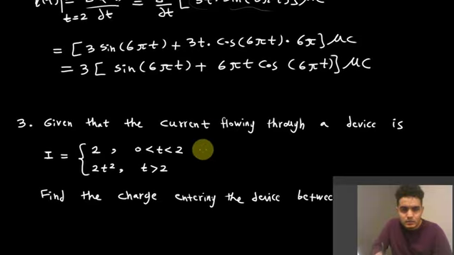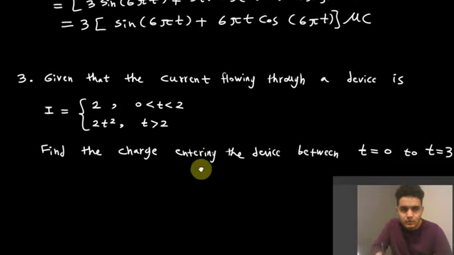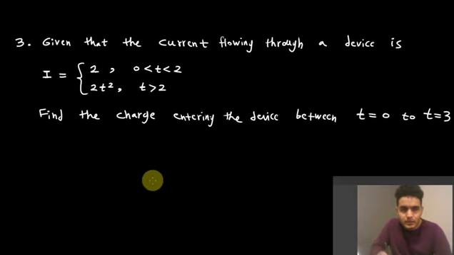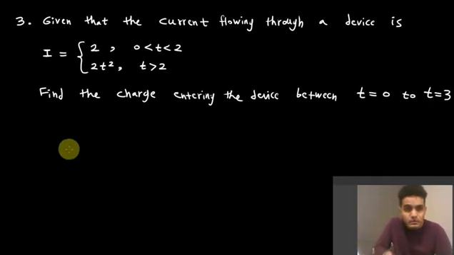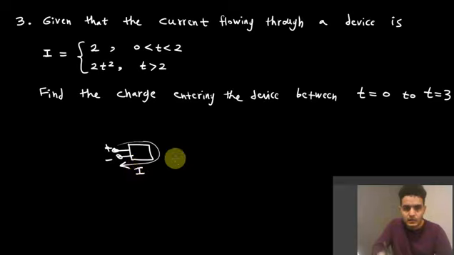Now the next question is, given that the current flowing through a device is this function, find the total charge entering between time 0 to 3 seconds. I like to graph these sorts of problems so that I have an idea of what is going on physically. So you have some device, let's first represent it. Some voltage was applied to it and some current is going through it. Let's just show it this way, I.